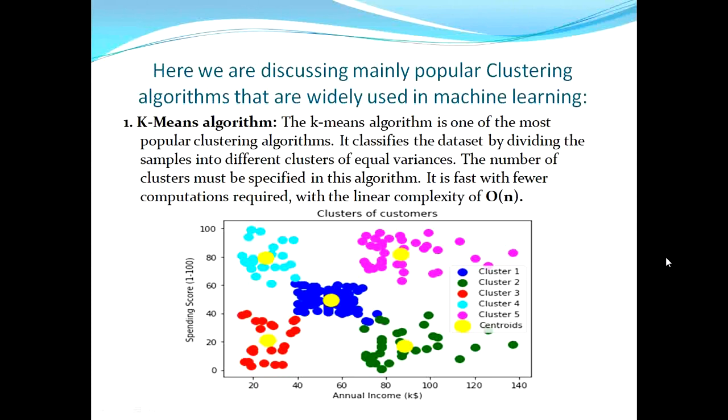In cluster 4, it shows the customers with low income and very high spending, so they can be categorized as careless. In cluster 5, it clearly shows the customers with high income and high spending, so this can be categorized as target, and these customers can be the most profitable customers for mall owners.